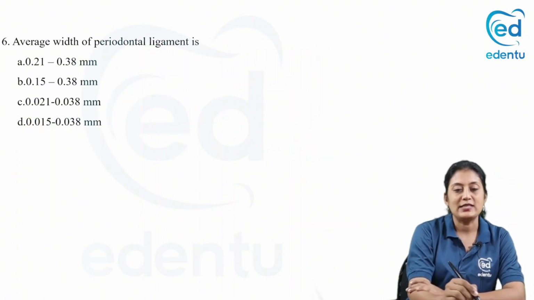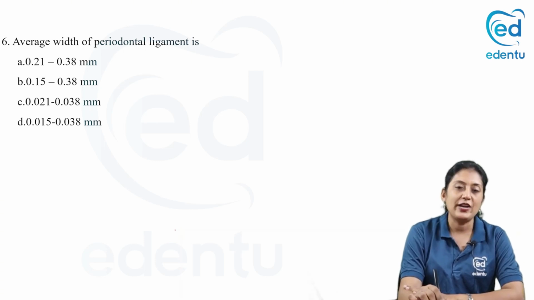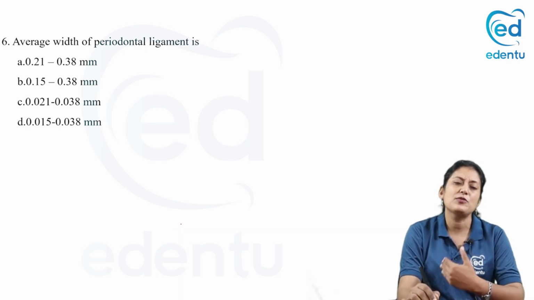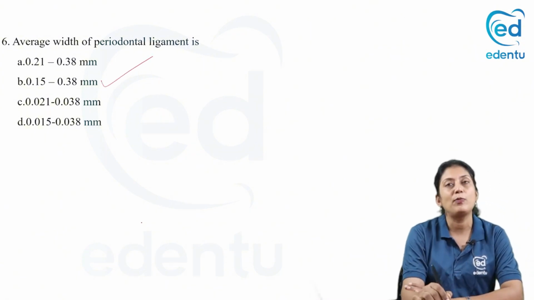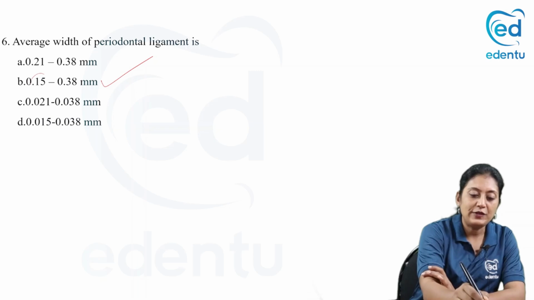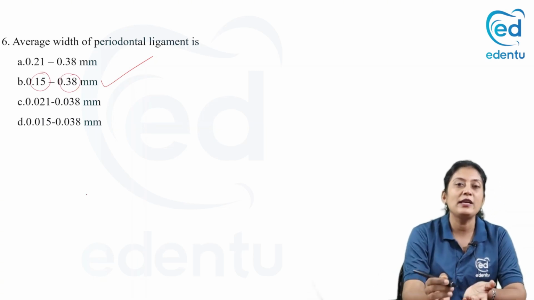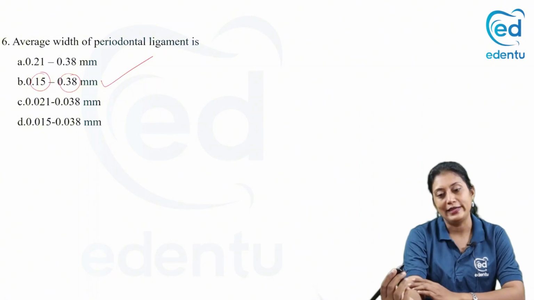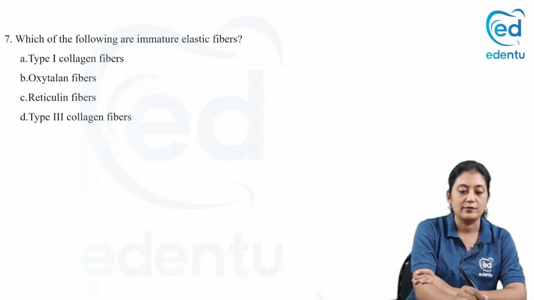So the sixth question is, what is the average width of periodontal ligament? This is a very straightforward question, but I have put this because it has frequently been repeated in the NEET exam. The right option is 0.15 to 0.38. Please remember 15 is just double of 30. So the range will be 0.15 to 0.38. That is the width of the periodontal ligament normally.